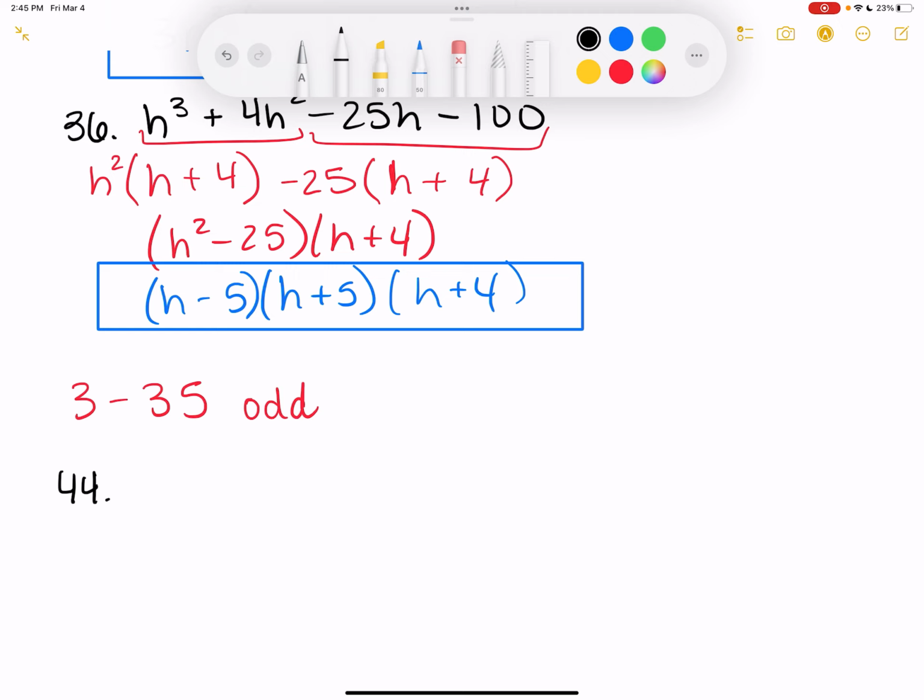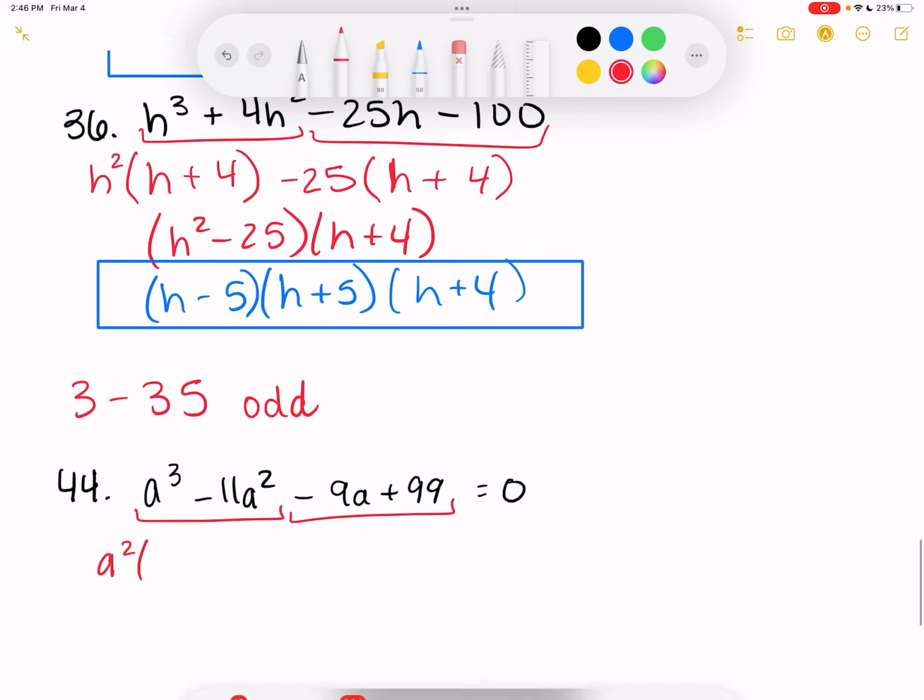Oh, sorry, keep going. a cubed minus 11a squared minus 9a plus 99 is equal to 0. Okay, so we're going to factor first. We're going to do so by grouping. So what can I take out of this one? A squared. What does that leave you with? A minus 11. And then over here, 9.